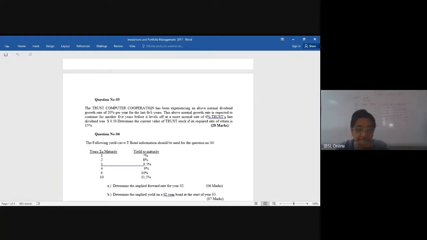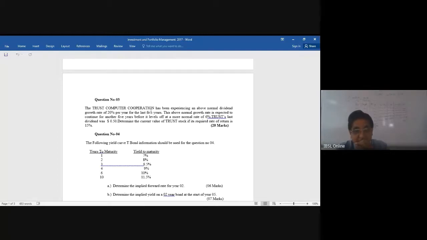Now, what are we going to do? They say after 5 years, the dividend growth of 20% will go down to 6%. So what we need to do is calculate the dividend cash flows for the first 5 years, and they have to be discounted by the required rate of return.